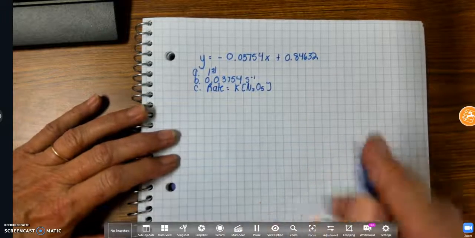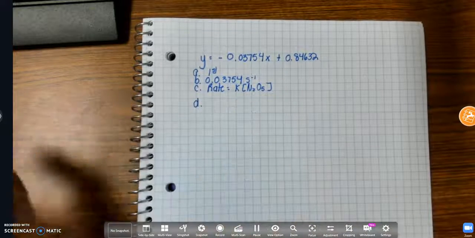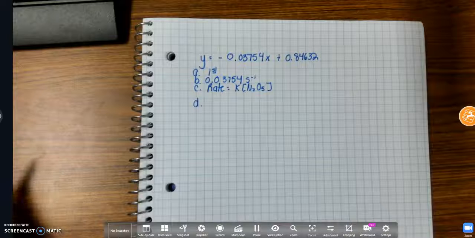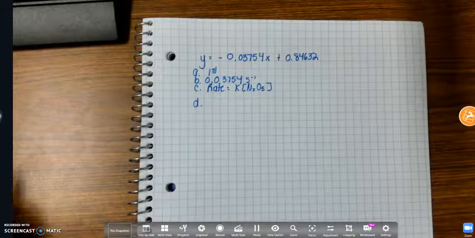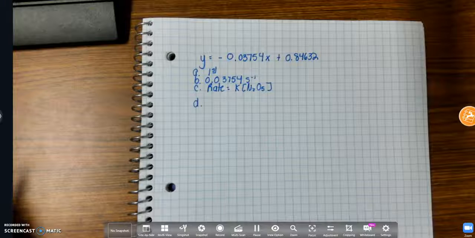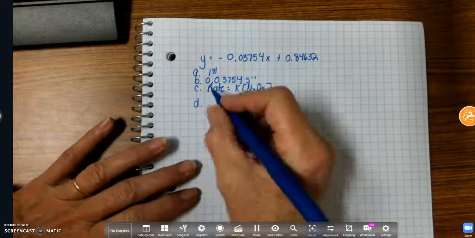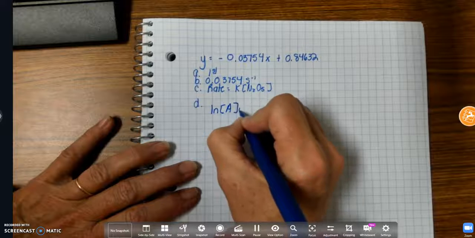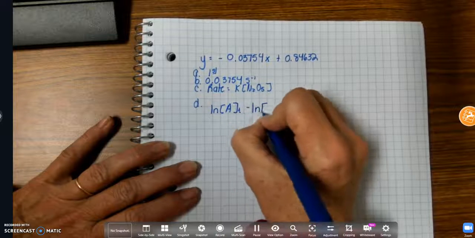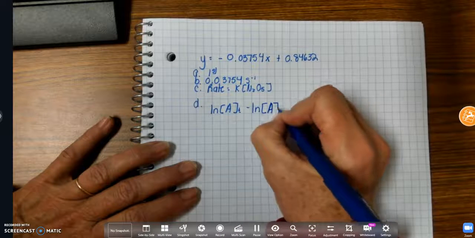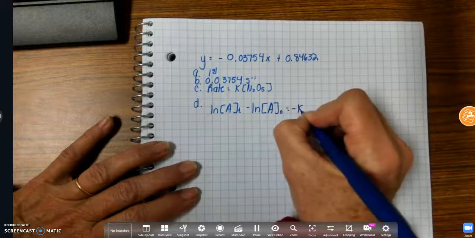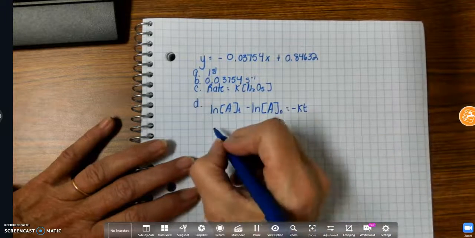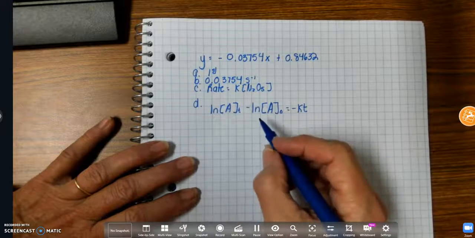Now, let's calculate D. D asked me what is the concentration of N2O5 at 2 minutes? All right, so what I'm going to do is I'm going to use my integrated rate law, and I'm going to solve, because this is my first order integrated rate law. This is just like what we did in our warm-up today. I'm going to go ahead and substitute.